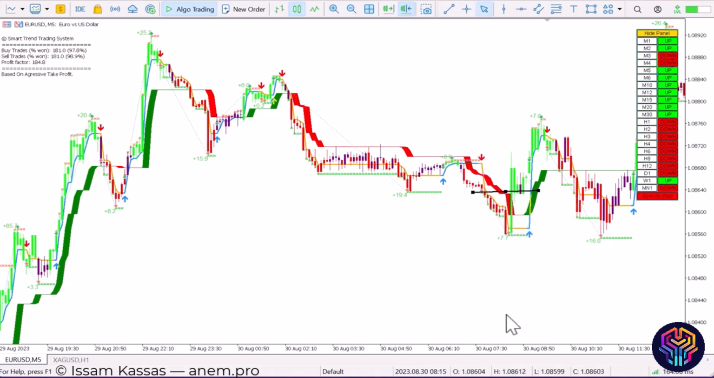But as a rule of thumb, a tip that I want to give you: whenever you put your stop loss at break even, put it at break even plus 1 point to cover the commission and the spread. Remember that.